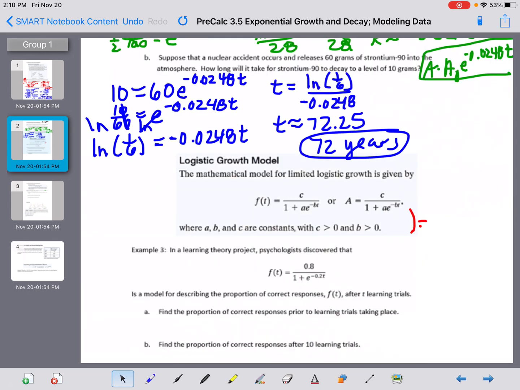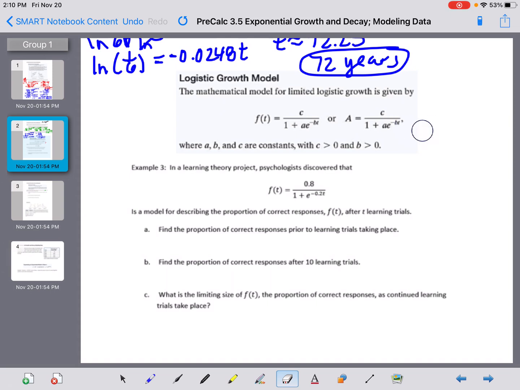All right, new model. Okay, so we used that first model a couple times. This is a new model. This is a mathematical model for limited logistic growth, okay? And again, there's a job out there that uses this. Maybe out of the 27 of you, one of you might go into that. But the other 26 of you just need to learn that, hey, this is something you should know about, okay? So let's go with it.